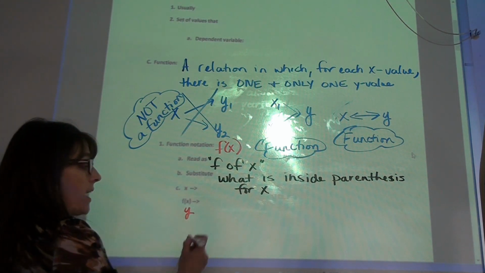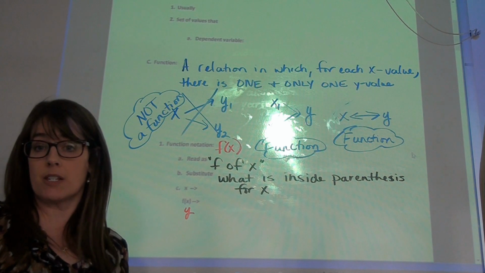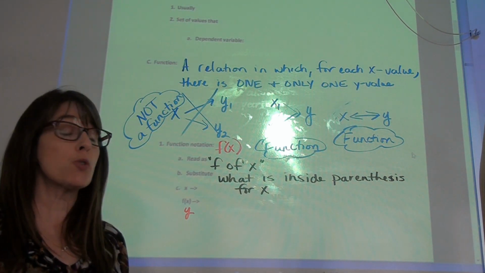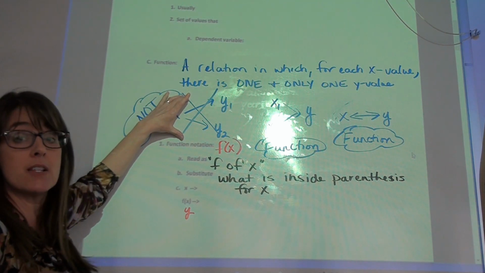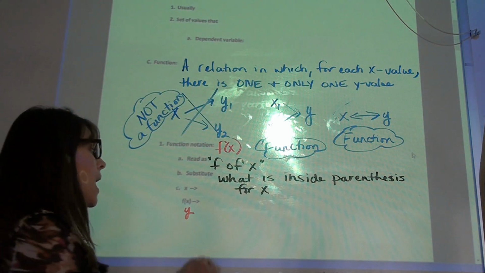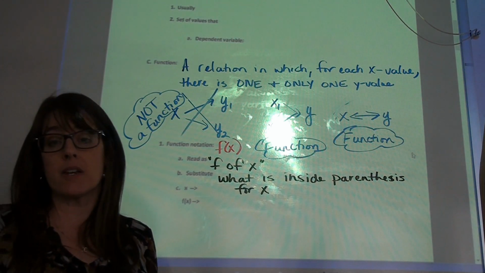Your f of x is acting like a y. It is a y. It's just we turn the y into this notation to say, hey, this one's special. This one has special characteristics. I'm not going to have any cases where the same input produces two different outputs, and because of that, I'm not going to call it y anymore. I'm now going to call it f of x. But it acts like a y.